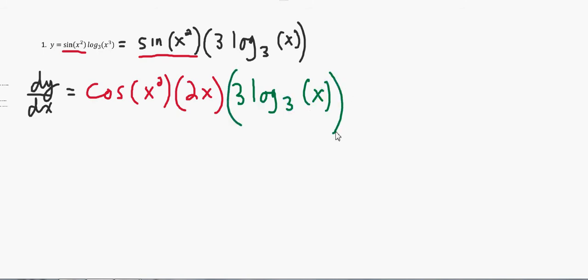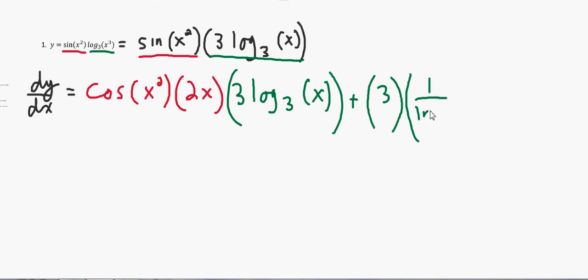So we got some multiplication going on. So plus. And that's, again, this guy's in green. Okay? Now we're going to multiply by the derivative of 3 log base 3 of x. And this is where simplifying comes in handy a little bit. Now we've got 3 times the derivative of log base 3 of x. Well, all that is 1 over ln 3 times x.